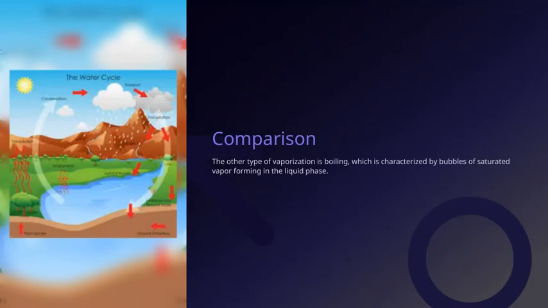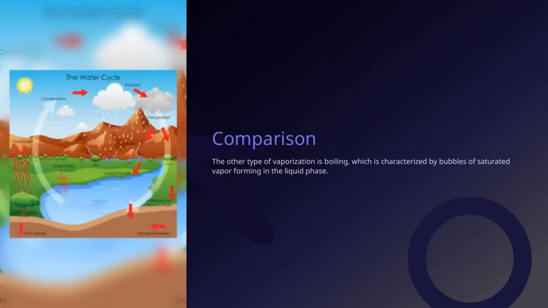Let's take a moment to compare vaporization types. The other main type is boiling, which is quite distinct from evaporation. When boiling occurs, bubbles of saturated vapor form within the liquid itself. These bubbles rise to the surface and release vapor into the air. What's important to remember here is that boiling happens throughout the entire liquid, not just at the surface.